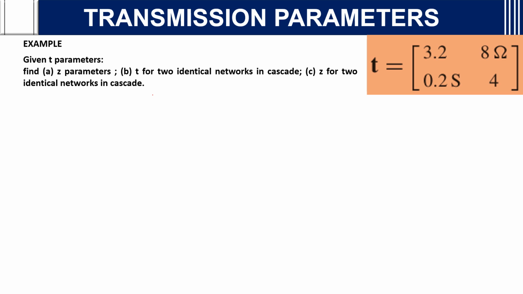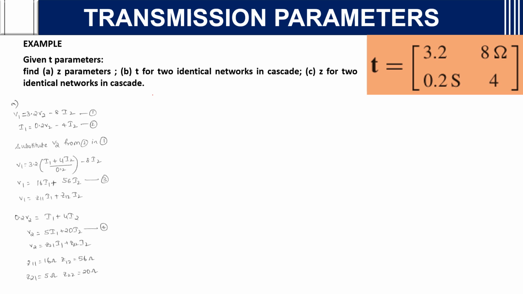Z for two identical networks in cascade is nothing but converting whatever T you got in cascade into Z parameters. We will see how to solve this. First, write the T parameters equation from the matrix. What is the formula? V1 is equal to T11 V2 minus T12 I2.